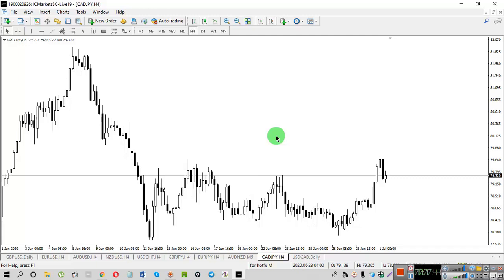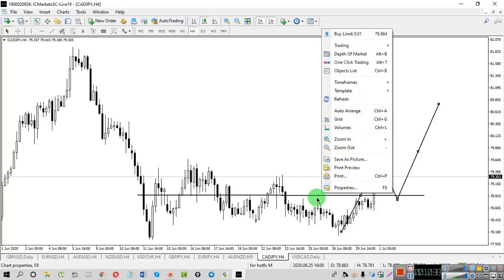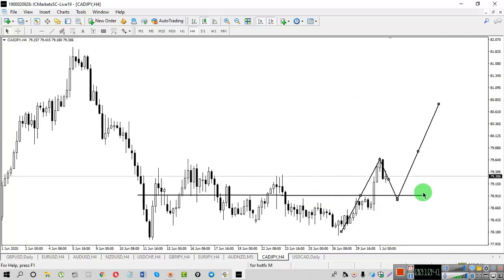Now I am on the CADJPY, and this is 4-hour time frame. If you look at this chart, we have a sideways trend, and recently we have upside move, and market is going to make a retracement. Then we will look for the long entries. So this is overall look for the CADJPY. Let me deeply analyze it and find some demand and supply zones.